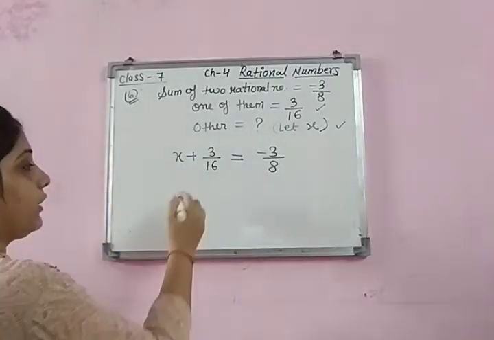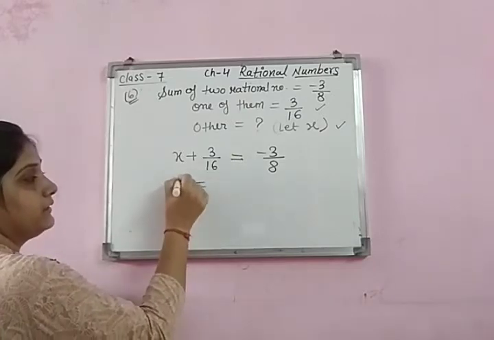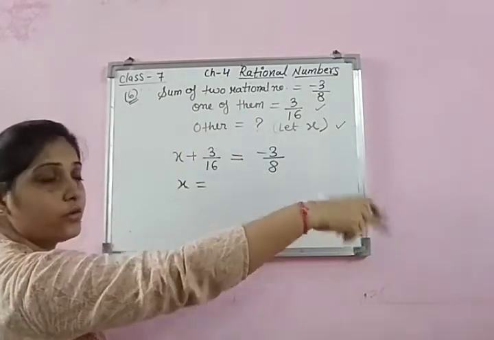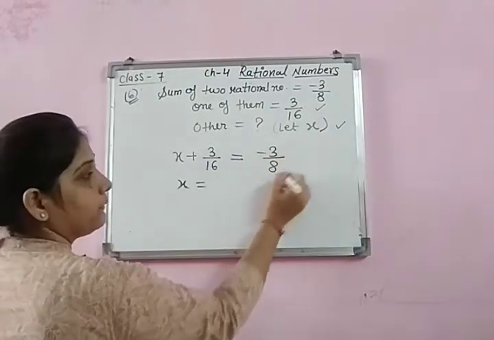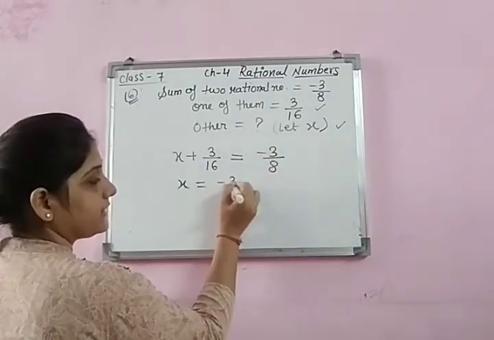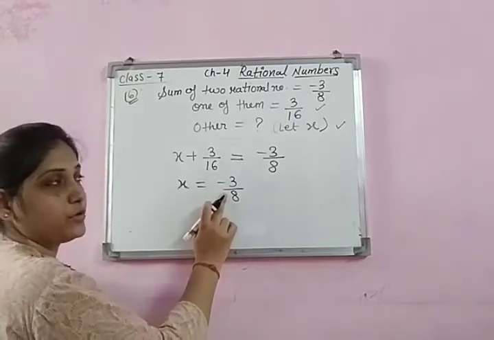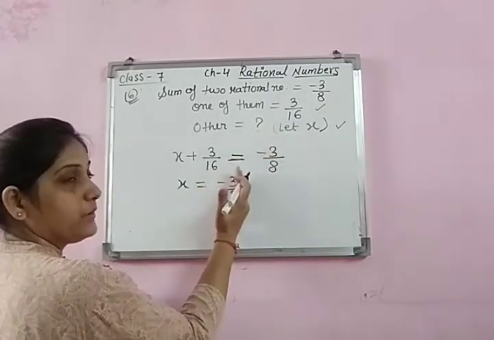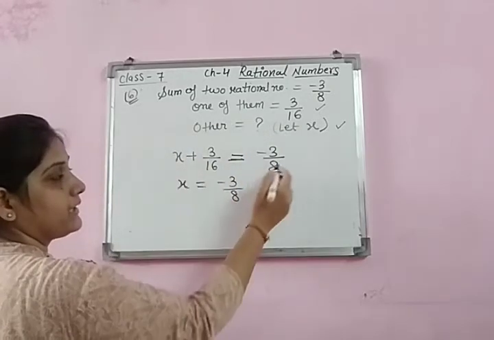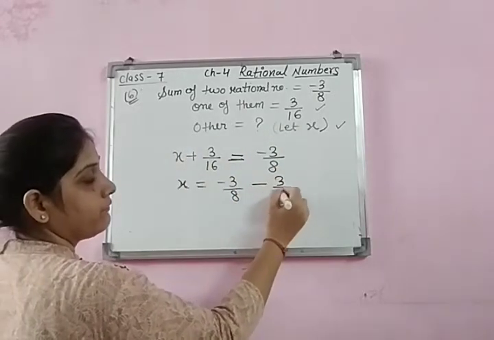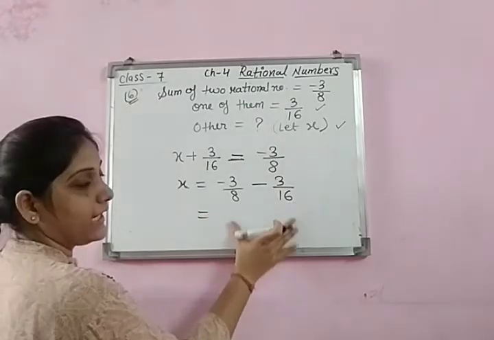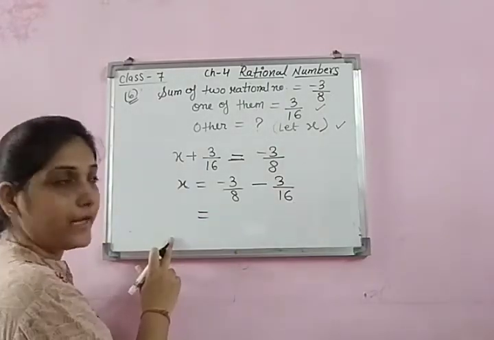Okay. Now, transposition method. Let x stay here. Plus 3 by 16 will go to the other side and become negative. Keep it as it is, because we are not changing its position. This is the equal sign. It is already on the right hand side, so keep it on the right hand side. And plus 3 by 16 will become minus 3 by 16. Now only this side we have to solve. We get the value of x.